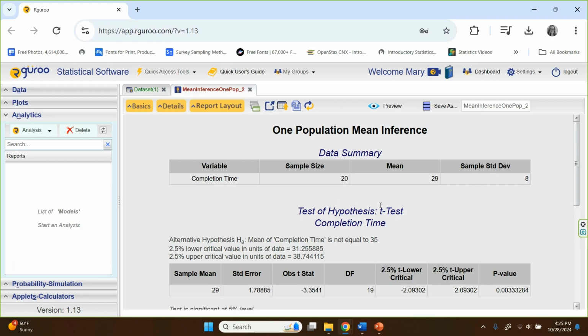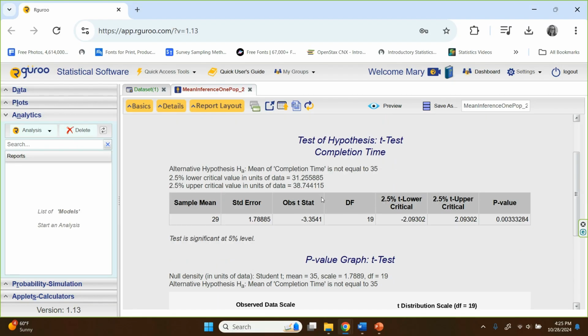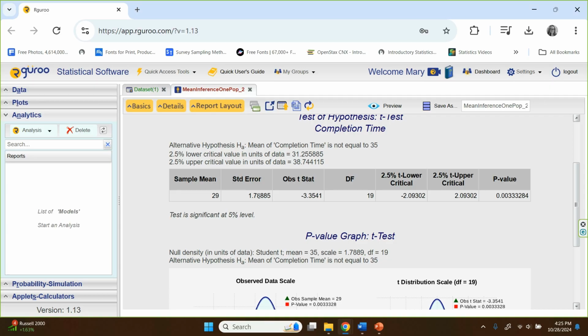All right, here we have it. It just repeats back to you what you told it. Down here's where the big information is. You can see it's using that hypothesis t-test for completion time, what we named it. And as we look at everything, sample mean, there's my t statistic at negative 3.3541. And our p-value at the end, I'm just going to highlight it in blue real quick. It's really quite small at 0.0033.